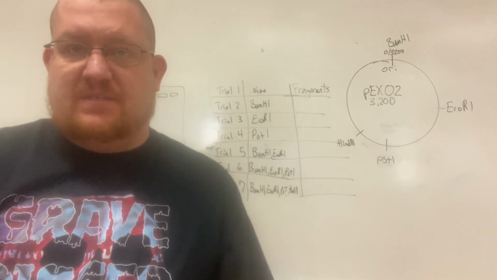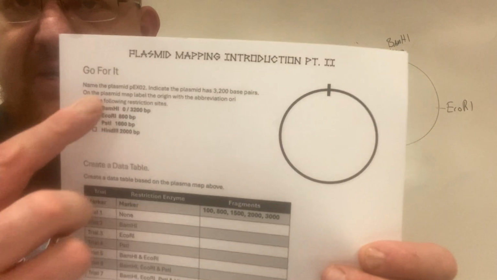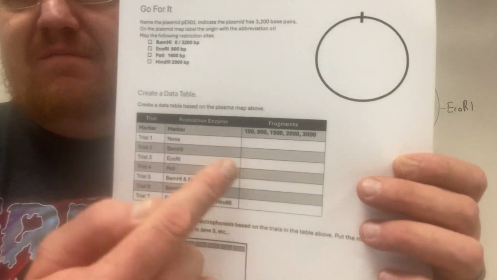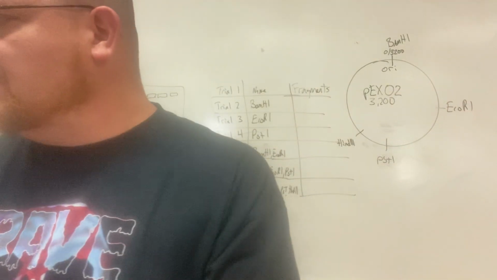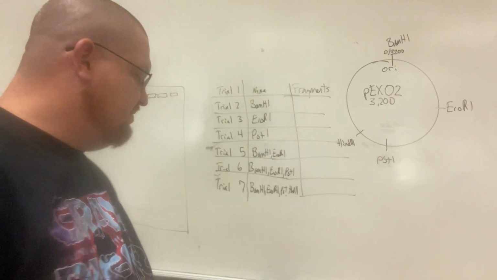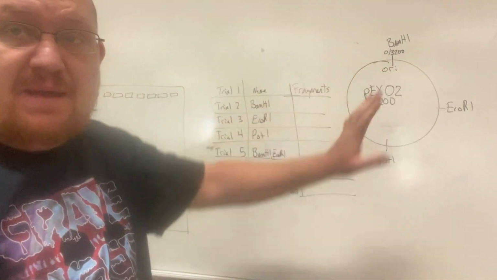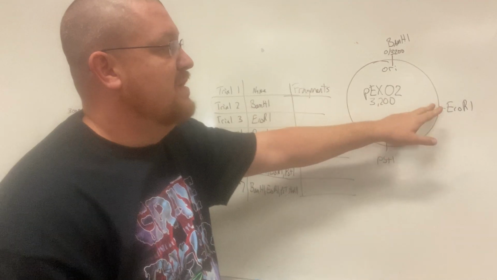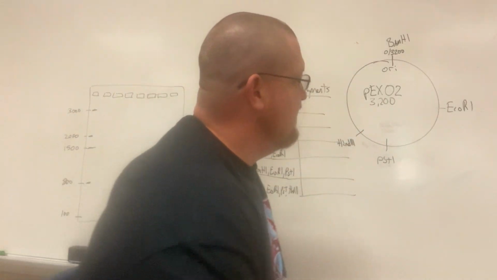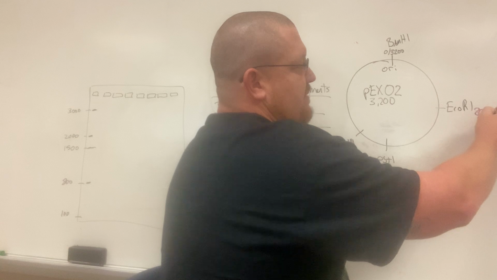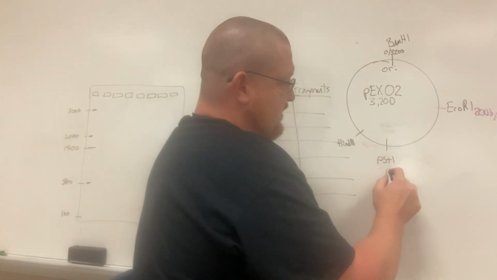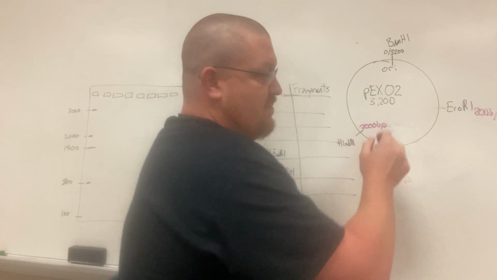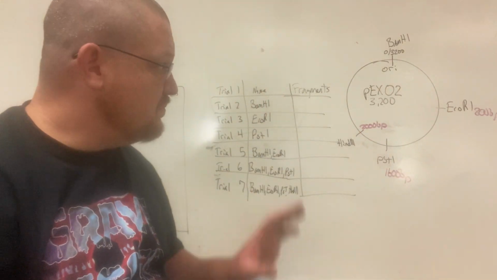Right, hey y'all, in this video we're going to be looking at this sheet we did the other day, Plasmid Mapping Introduction Part 2, where we had to map the plasmid, fill out the data table, and then fill out the chart. Good news, we did a good job of mapping the plasmid. We had our origin up here at 0/3200, BamHI, EcoRI at the 800 base pair mark, PstI at the 1600 base pair mark, and HindIII at the 2000 base pair mark. So we did a good job of mapping that out.